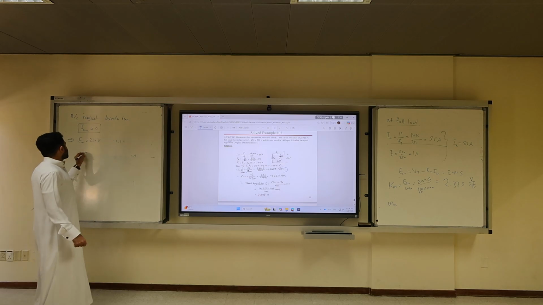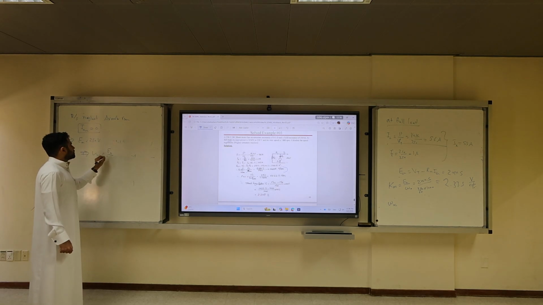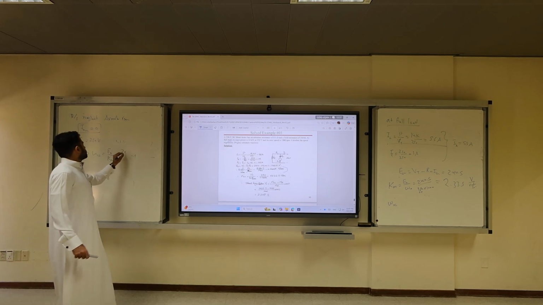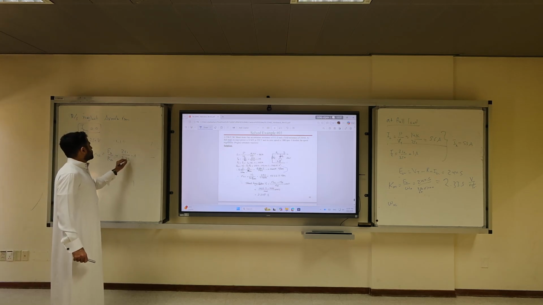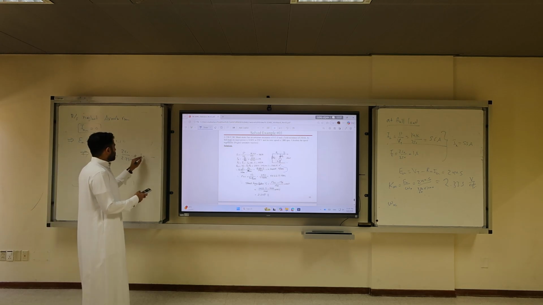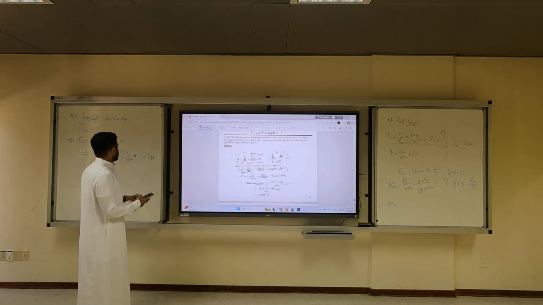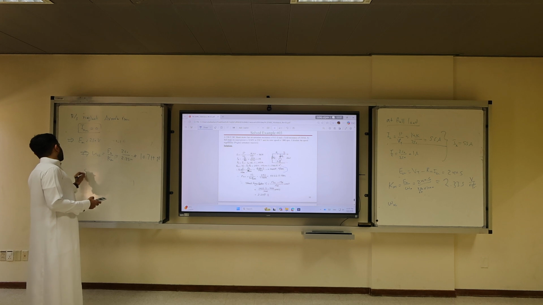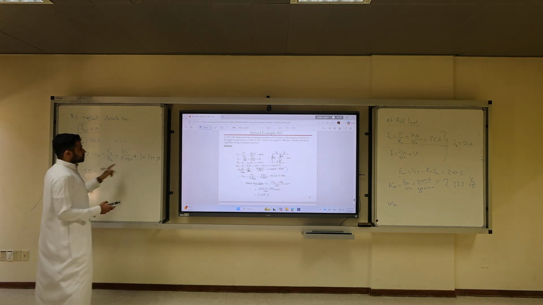So this implies omega no load is EA over Km, which is 250 over 2.334, which is 107.11 radians per second. So what is the speed regulation? 110.